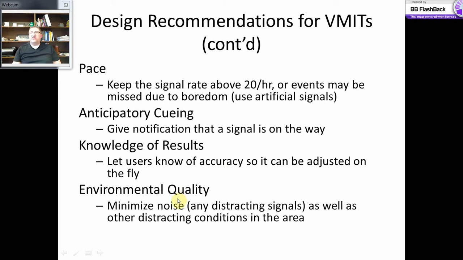Environmental quality, this is just saying minimize distracting signals, noise. We would call that noise whether it's an audio signal or any other kind of signal. We don't want distracting things. If it's hard to get past the background noise to recognize your signal, that's a saliency issue, but you can address it both from the signal design point of view and from the environment point of view. Can we lower the background noise? So it's kind of the other side of the saliency coin. Make the signal as salient as you can, and then minimize all the background noise, and that gives that nice contrast when there is a signal.